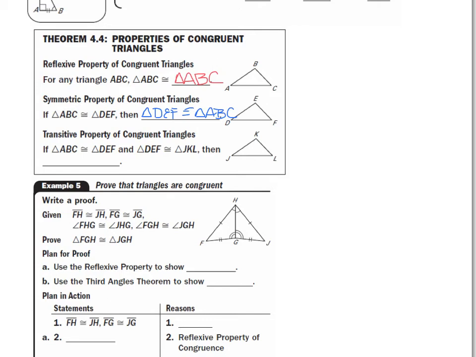Transitive. Triangle ABC is congruent to triangle DEF. Triangle DEF is congruent to triangle JKL. In transitive, the first thing is always going to be congruent to the last as long as it has the similarity there. So the final statement is triangle ABC is congruent to triangle JKL.